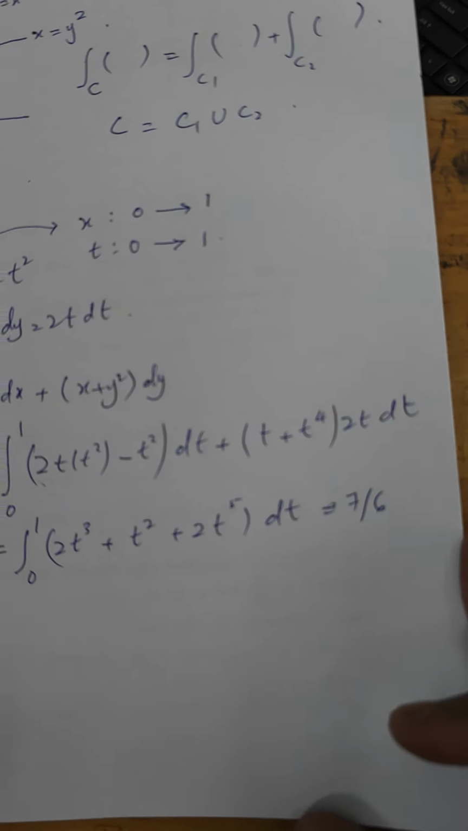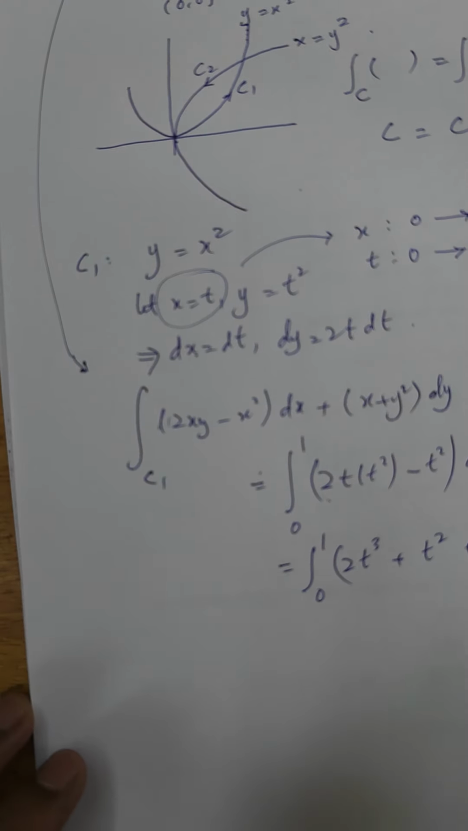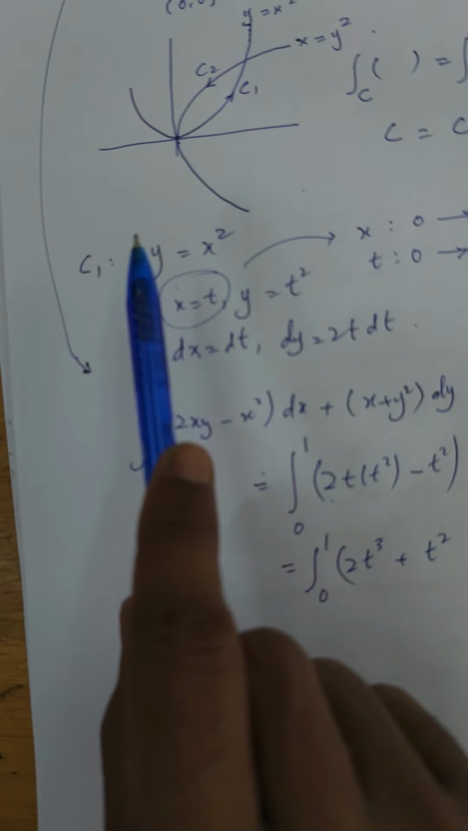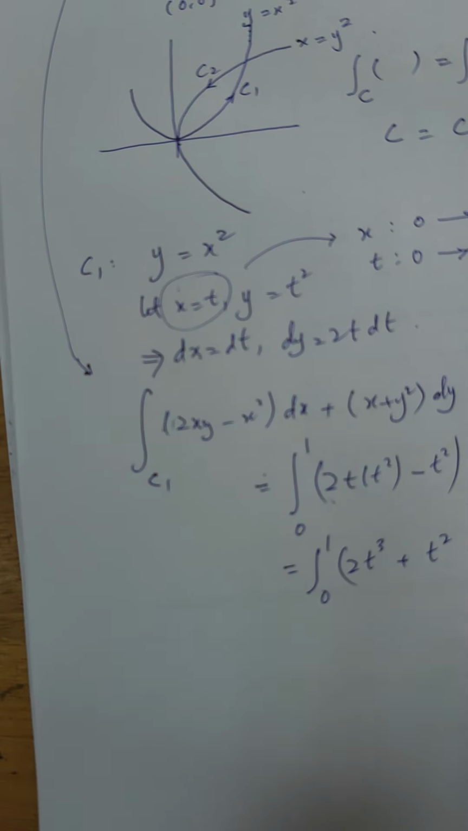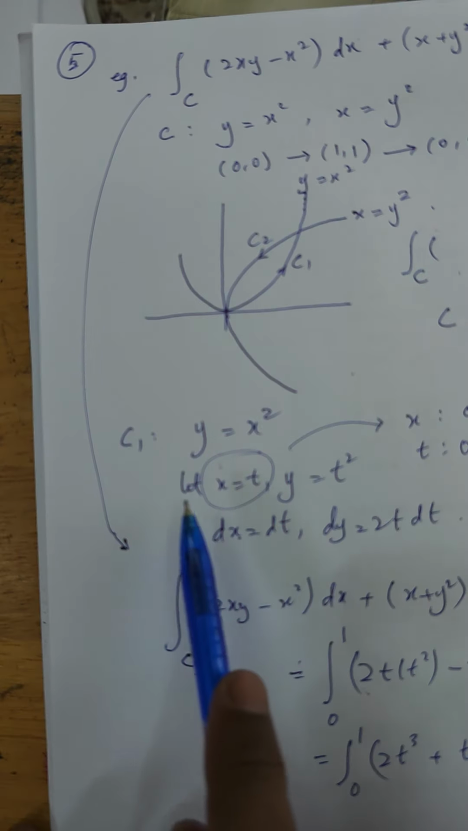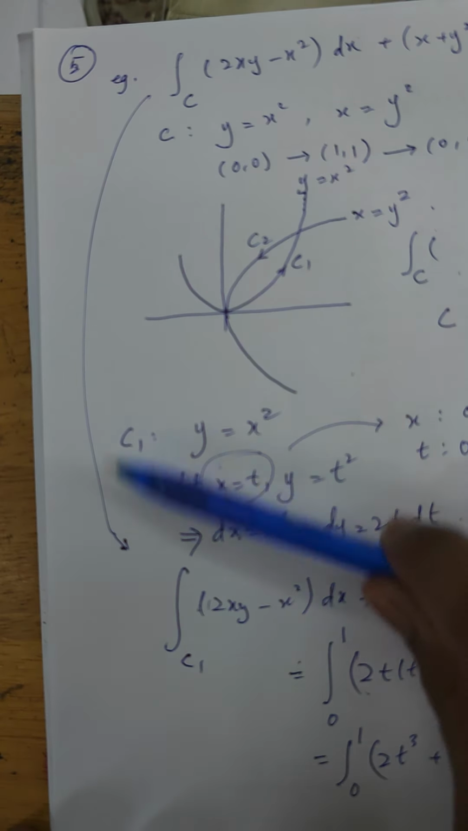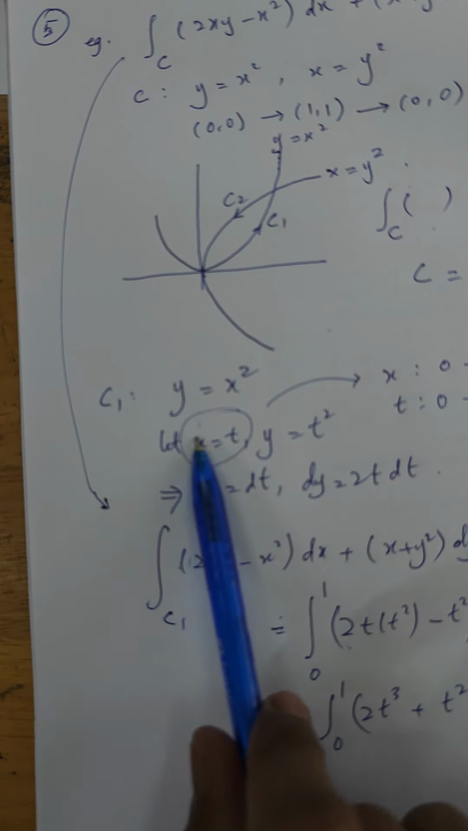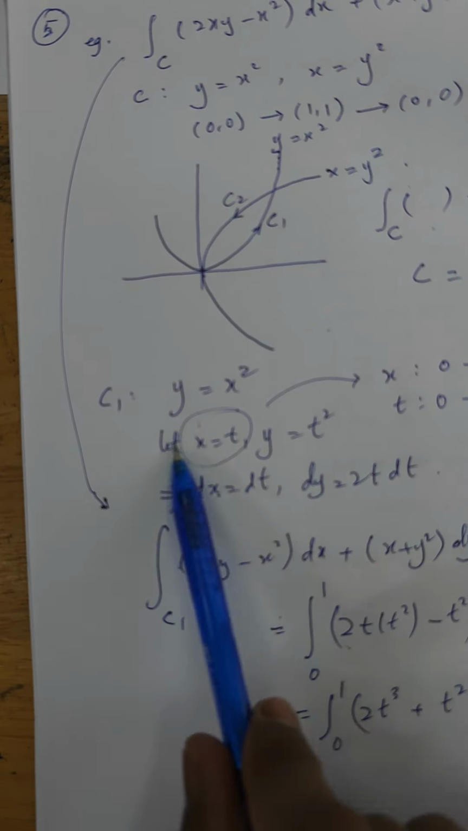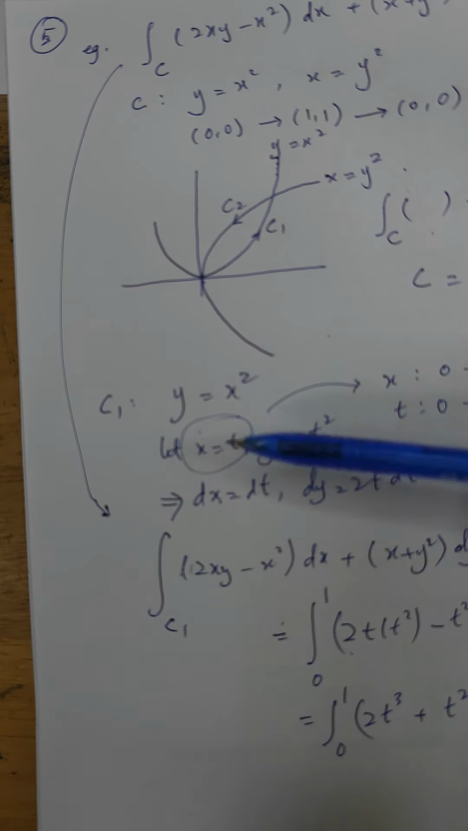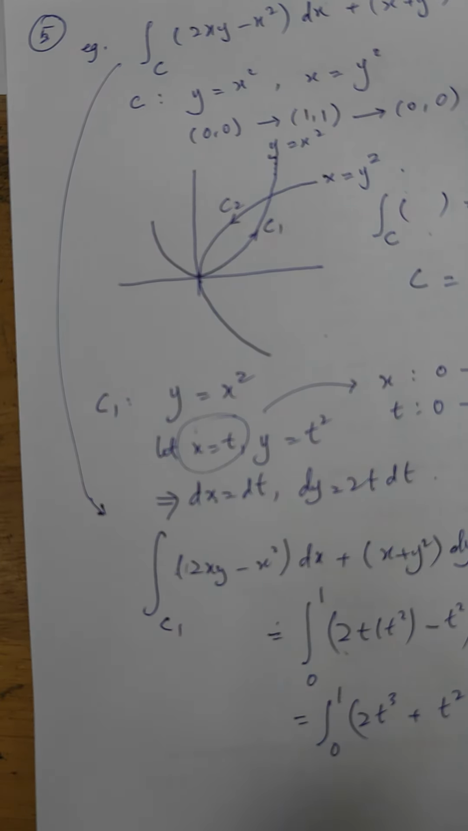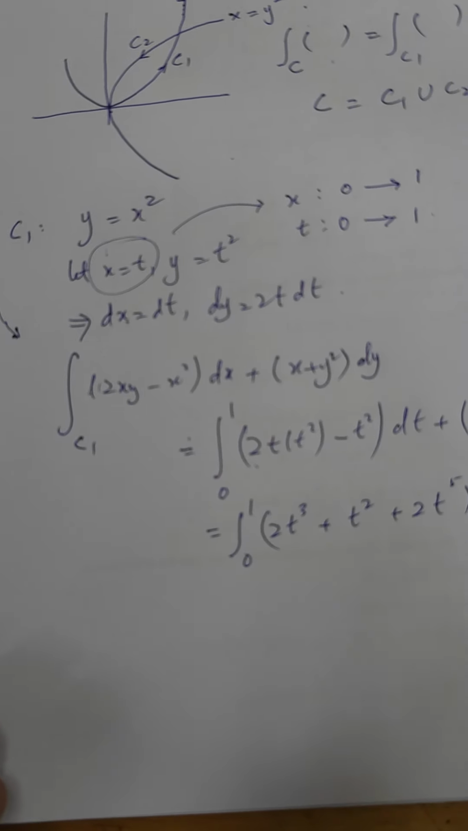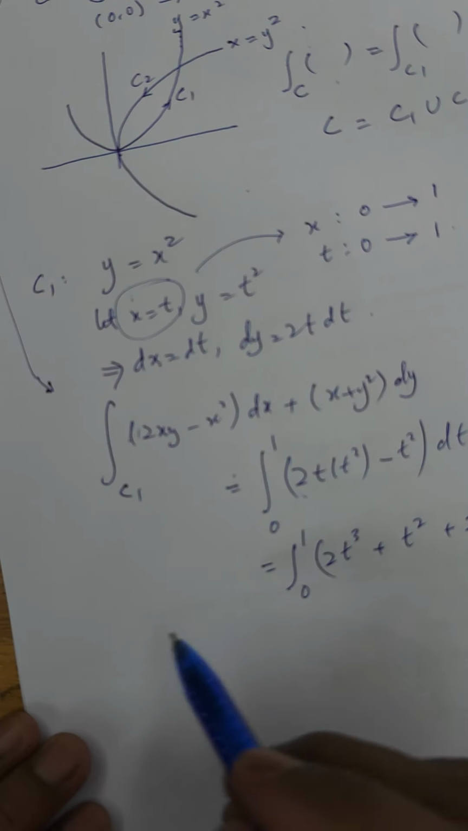And then we need to consider C2. Let me stress again, you can do this by just substituting y equals x squared into this, then differentiating, dy gives you 2x dx, then substituting again without using this. You can, but again, I don't want you to get confused, because this is what we have done in the previous video. So I'll stick to this, and there's nothing wrong. Now let's consider the other path, C2.